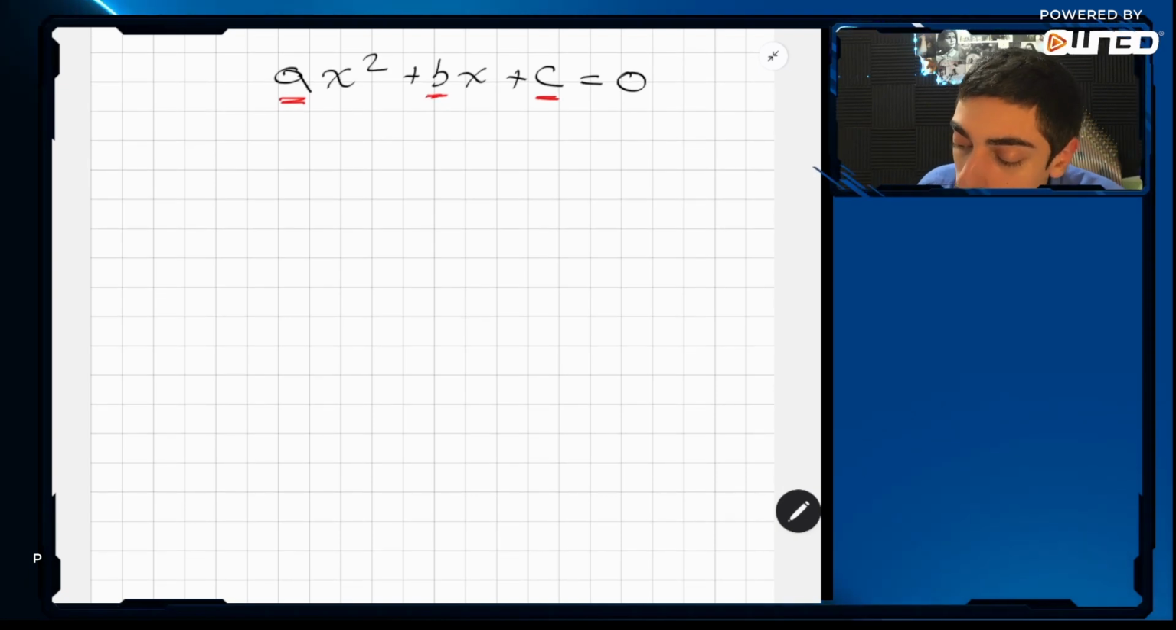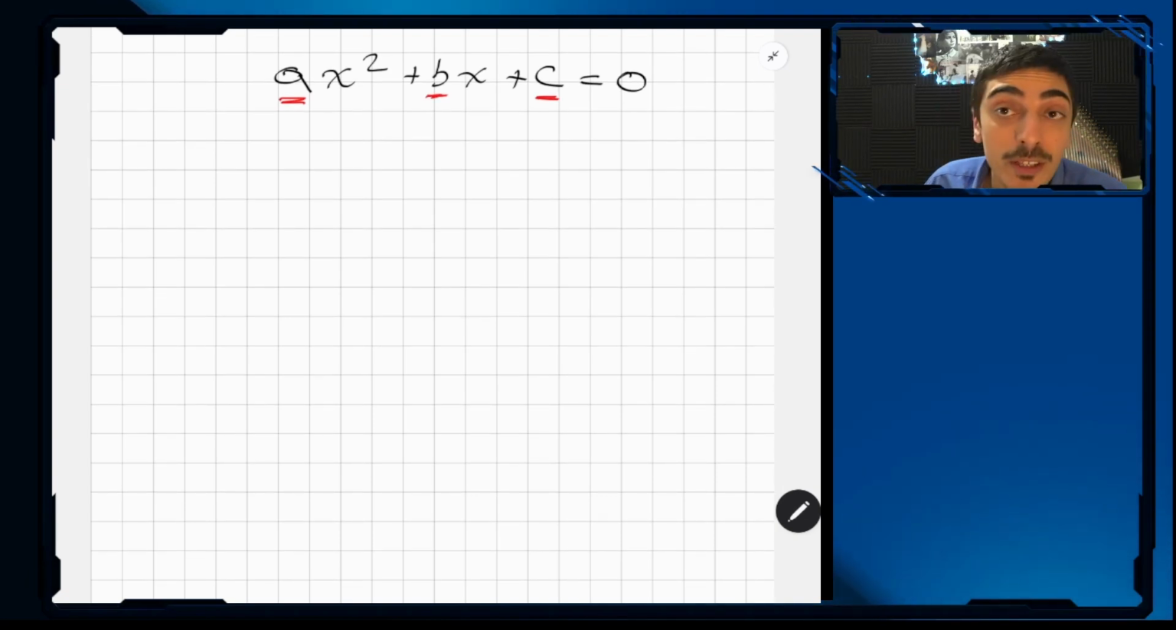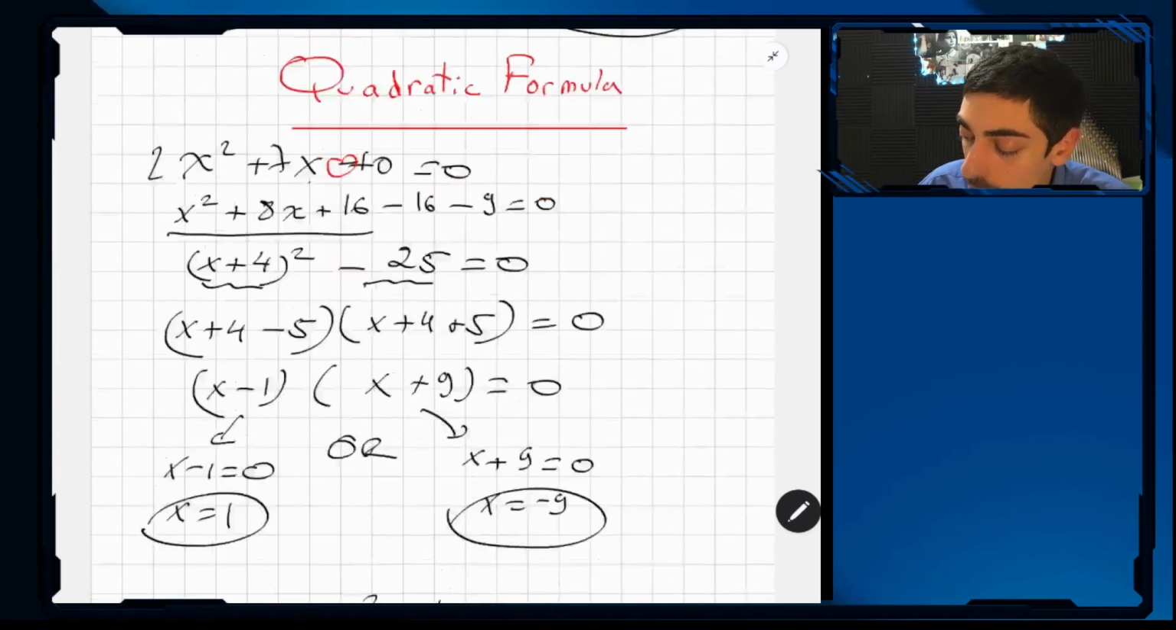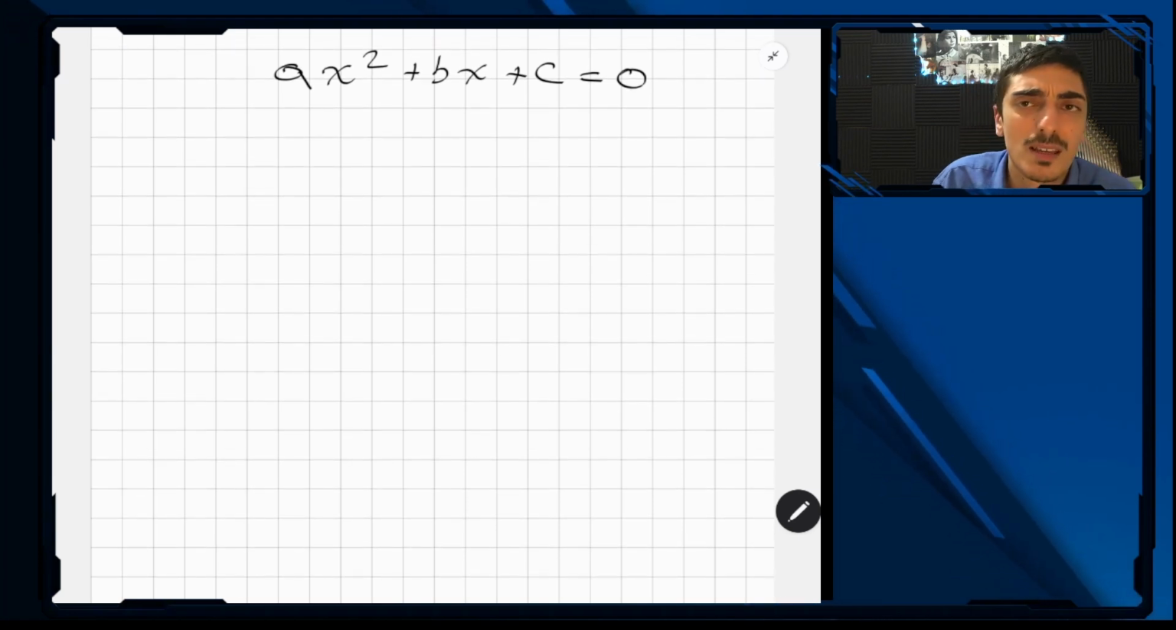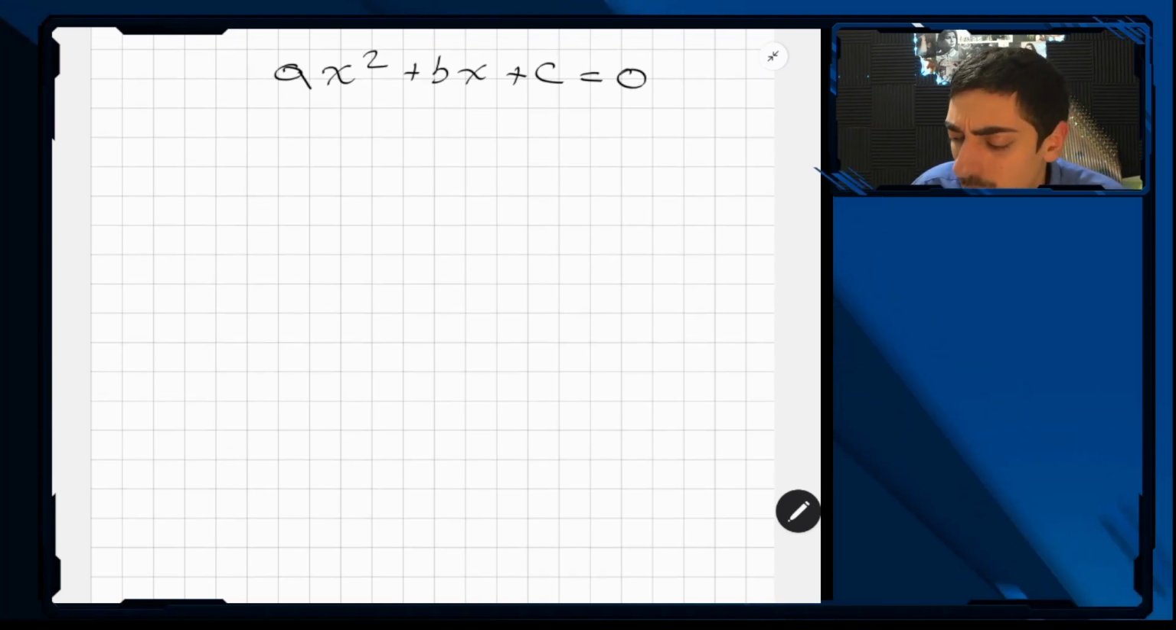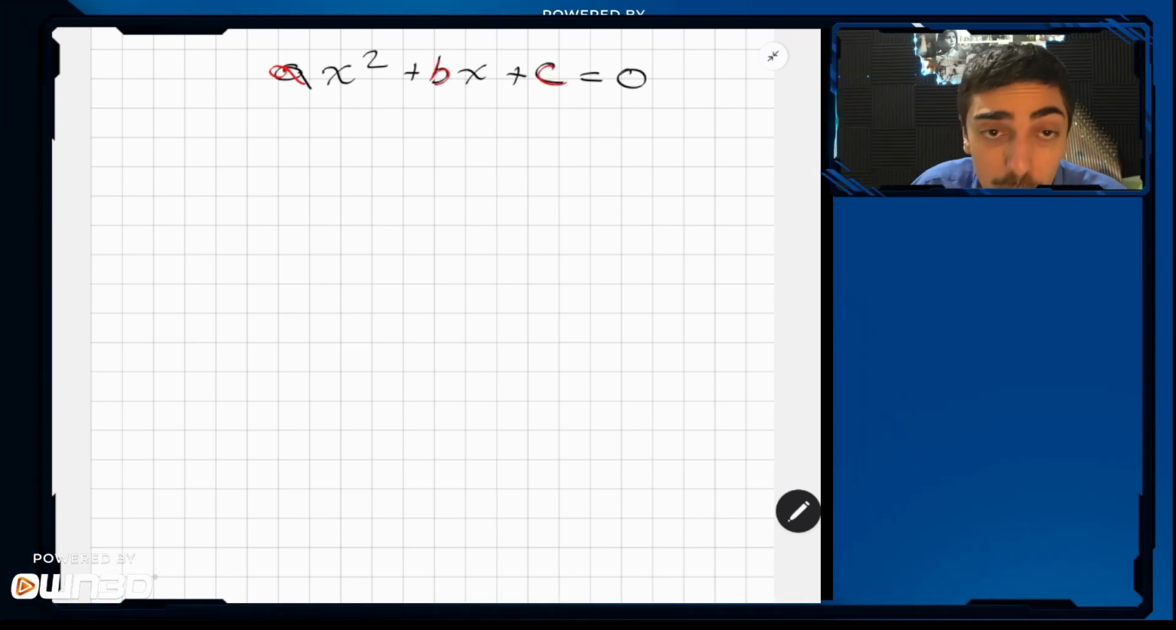So how do we solve this? Well, of course, when we solve this, we're not expecting to get exact solutions or known solutions, because I don't know what A is, I don't know what B is, I don't know what C is. Do you really want me to solve this without knowing these numbers?